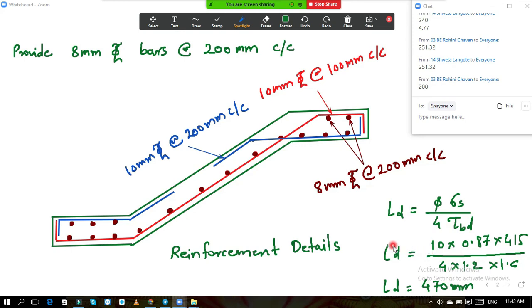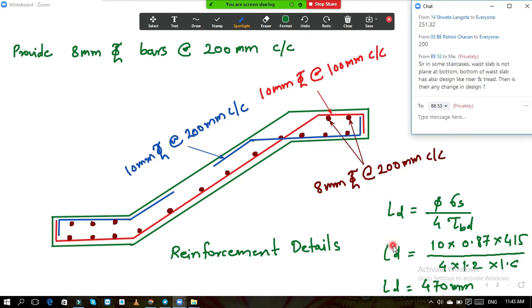So now if this is finished, if you have finished with the diagram, let me know. So we will move to the next problem, and now we will move to the open well staircase design.